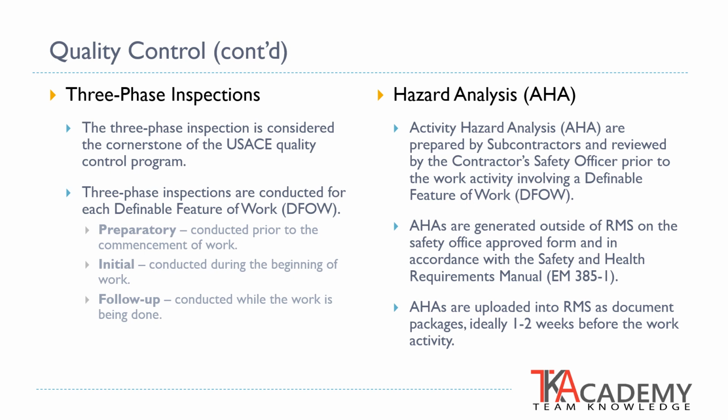The hazard analysis goes hand in hand with the 3-phase inspection. A hazard analysis is also referred to as an AHA, which stands for Activity Hazard Analysis. These are prepared by subcontractors and reviewed by the general contractor's safety officer prior to the work activity involving the feature of work. AHAs are generated outside of RMS on the safety officer's approved form in accordance with the Safety and Health Requirements Manual for the U.S. Army Corps of Engineers, which is EM 385-1.